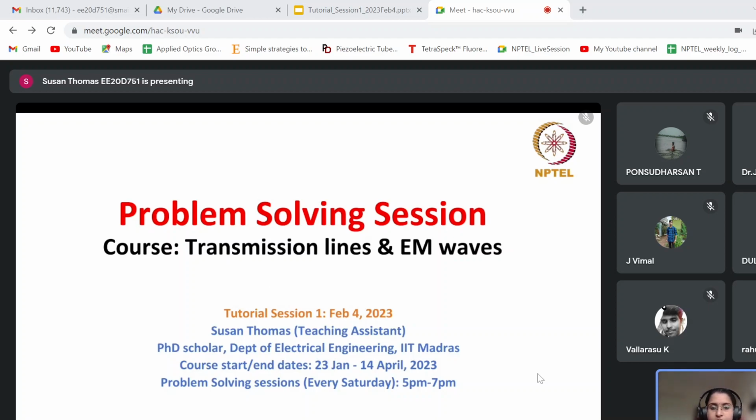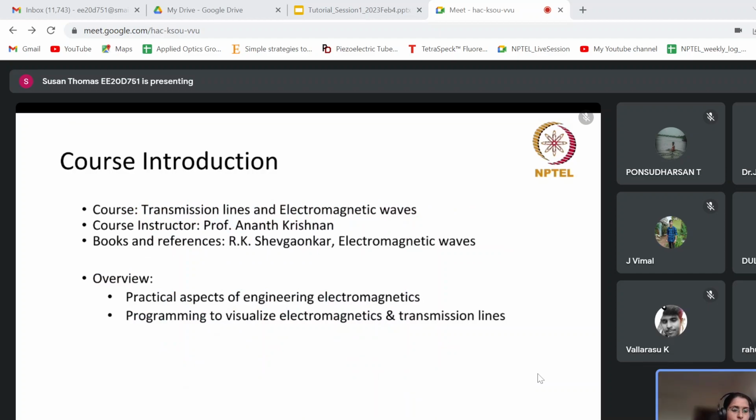To start with, let me give an intro on the course. This course is Transmission Lines and Electromagnetic Waves, and the instructor is Professor Anantha Krishnan. The book and reference given on the NPTEL site is R.K. Shevgankar, Electromagnetic Waves, so this would be the basic reference. To say something about the course in general, it gives an overview of practical aspects of engineering electromagnetics, and to a great extent, the programming and how to visualize electromagnetics and transmission lines.